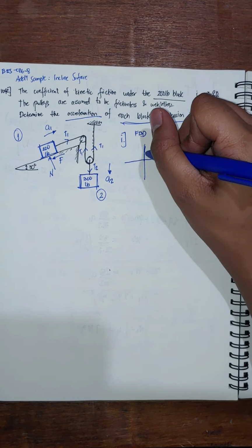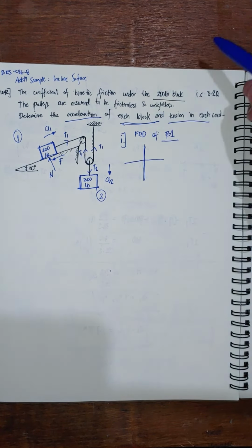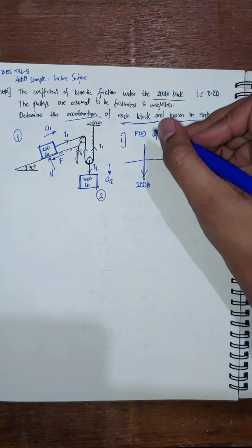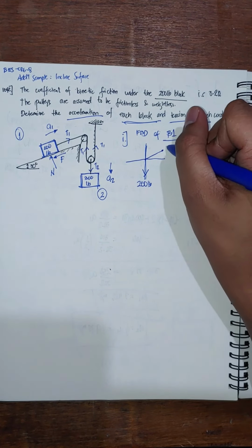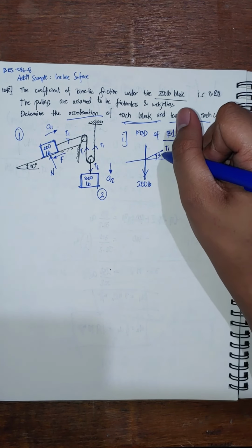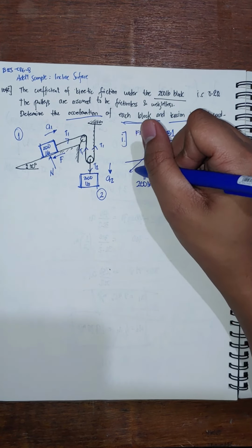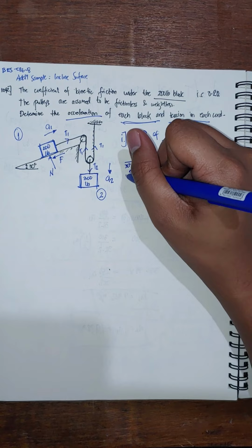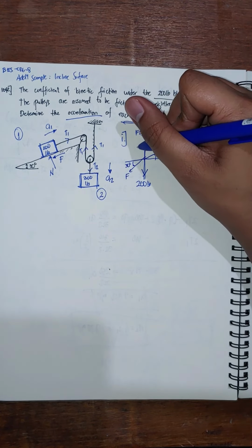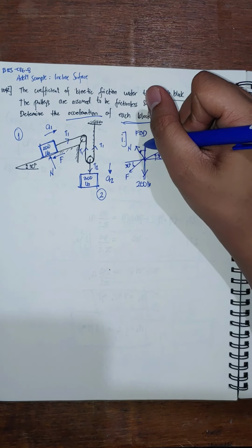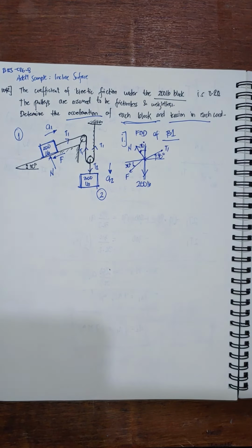So we have the weight, 200 pounds. The weight of the block is 200 pounds. And then we have tension 1 here, on a 30-degree incline. The friction is also along the 30-degree incline. The normal force N is also 30 degrees from the vertical, or the y-axis.